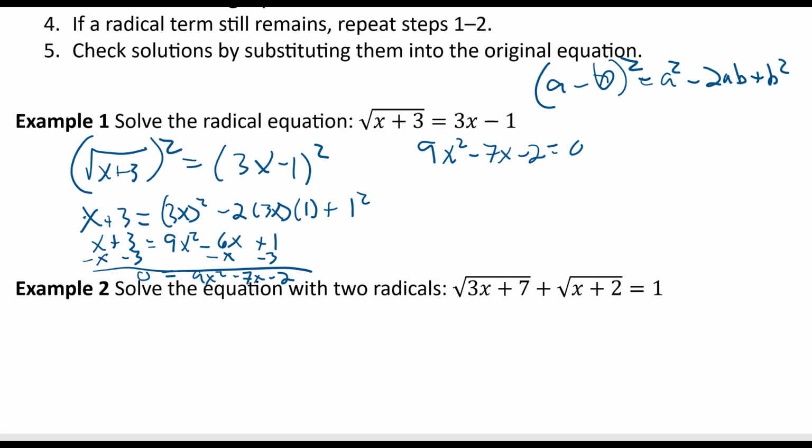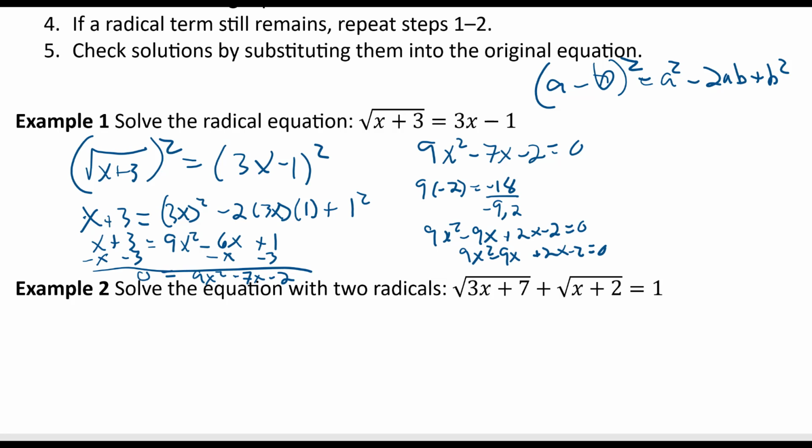And I think that will factor. We can always use a quadratic formula. So 9 times negative 2 is negative 18. Factors of negative 18, that would be negative 7, would be negative 9 and positive 2. 9x squared minus 9x plus 2x minus 2 equals 0.